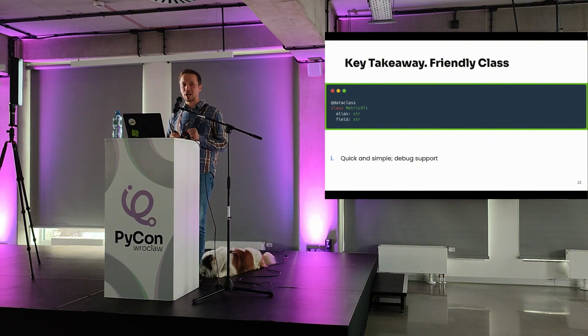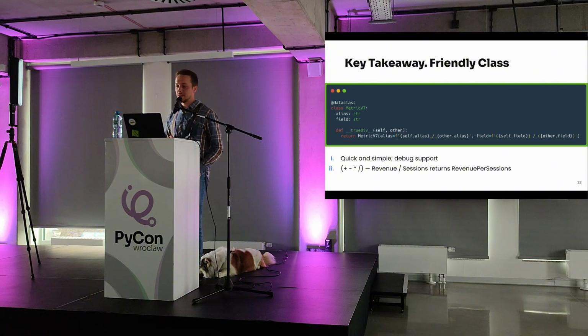This is the key takeaway. Here is a training class. Such a class structure will grant you quick and simple creation of a class as well as an object. Besides, it will support you well with debugging. Additionally, we can support mathematical operations and create new objects on the fly. Having division support, a revenue metric divided by a sessions metric produces a revenue per sessions metric.